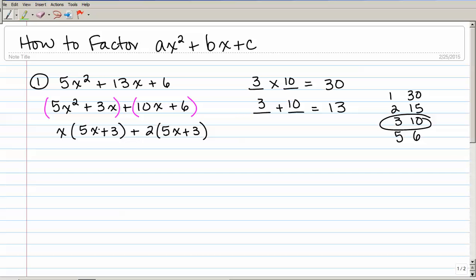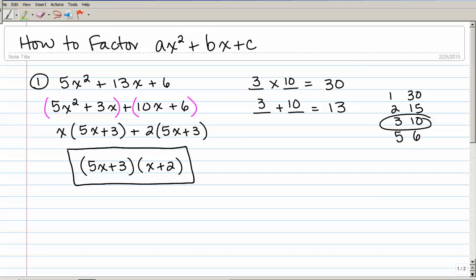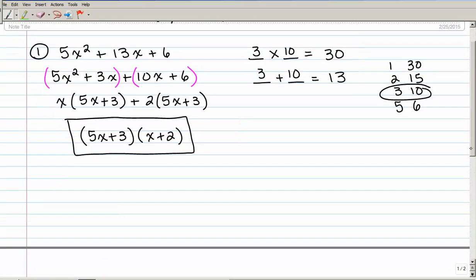So one of my final factors is going to be the one that repeats, 5x plus 3. And my other factor takes the x in front and the plus 2 in front and puts those together in the parentheses. So my factored form is the quantity 5x plus 3 times the quantity x plus 2. Factoring a trinomial that starts with a number other than 1 is a little more complicated because you have to do this whole factoring by grouping thing, but it always works if the trinomial is factorable.